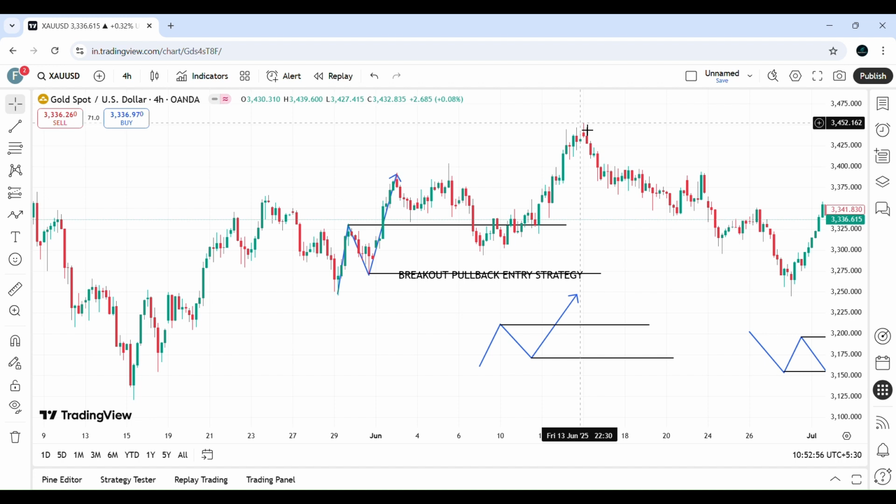If gold or yen price gives you a breakout, it will most of the time, maybe like 80 to 90% of the time, give you a pullback before it flies again. It will always give you a chance to exit trades or even enter trades again.